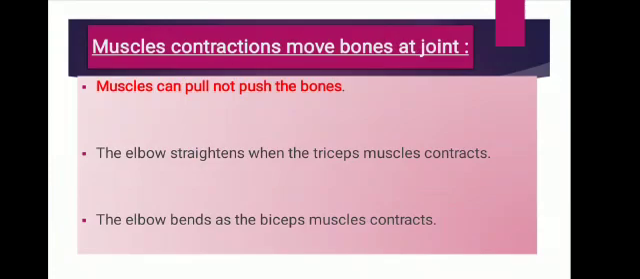Now one thing you have to know is that a muscle can only pull a bone. It cannot push a bone. This basically means that two muscles, or a pair of muscles, work together to move a bone. When one muscle of the pair contracts or shortens, the other muscle of the pair stretches or relaxes.